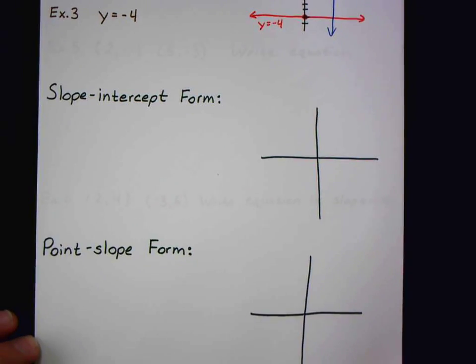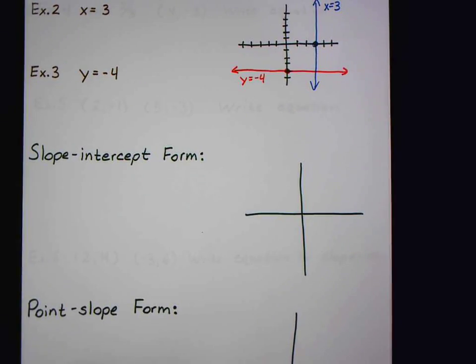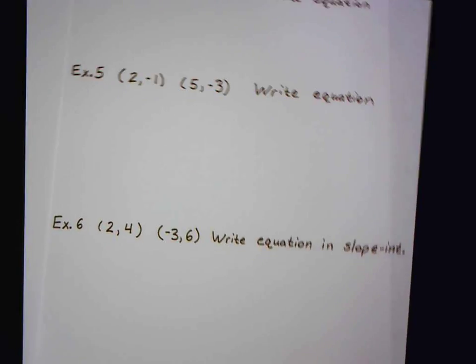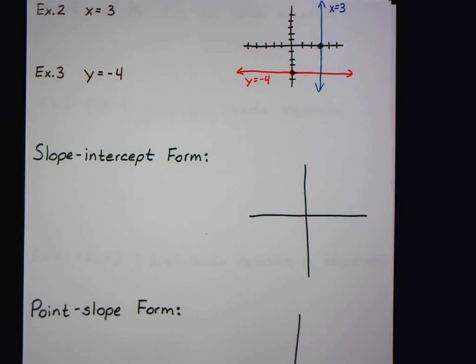Okay, slope-intercept form. My goal is to get this far, example 6, so we don't have a whole lot farther. And then you'll have time to work on homework.